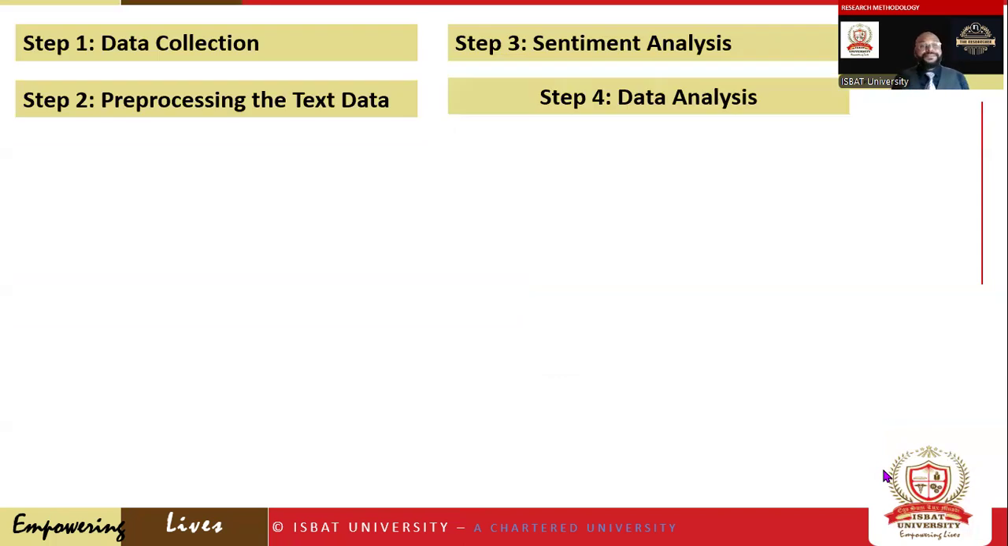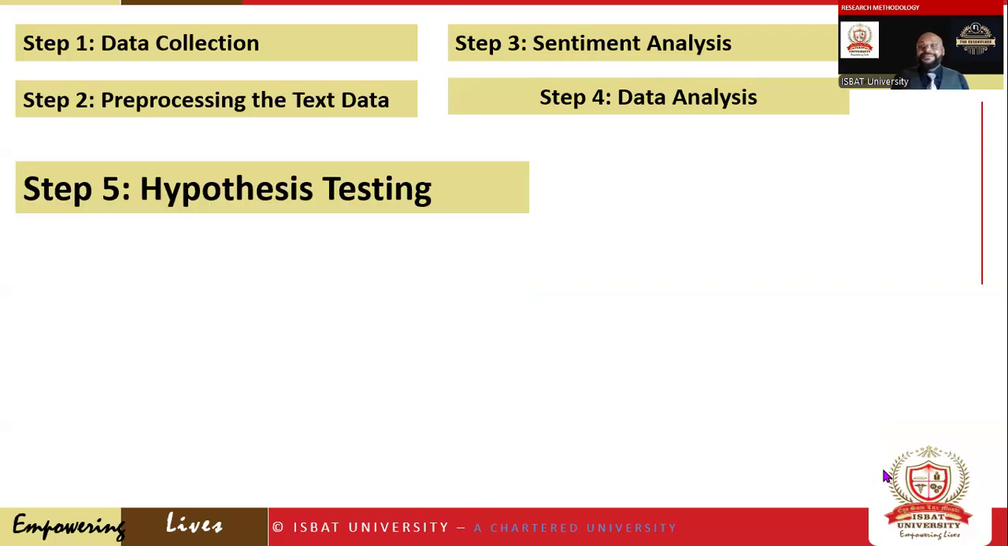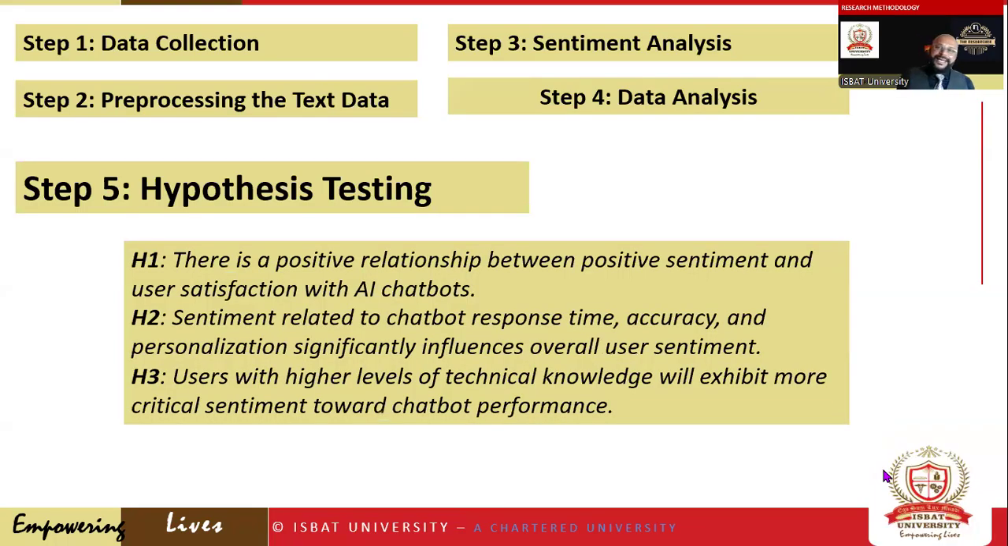So four steps are done. I don't want to say it again. The fifth step is hypothesis testing. I've set three hypotheses. Don't worry about my null and alternate hypotheses. I'm just saying these are the three hypotheses I'm testing here, the ones I've already talked to you about.